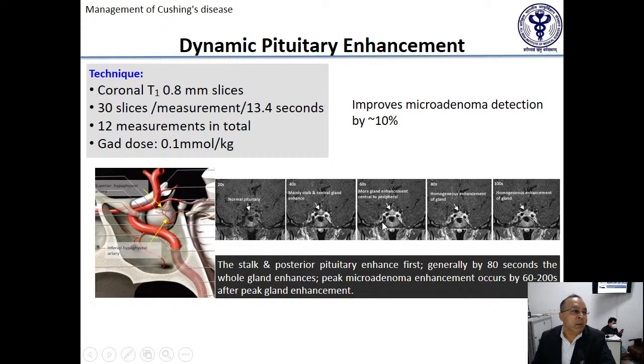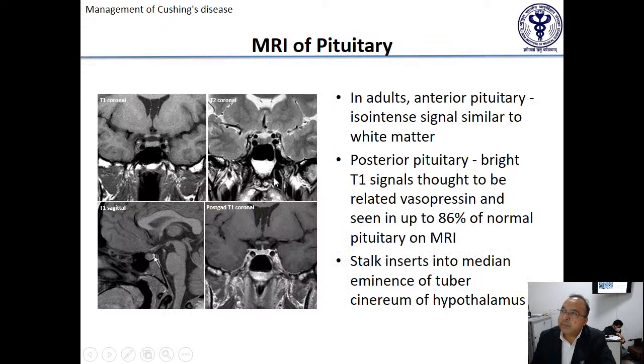Most of the time with microadenoma, there is a delay of around 60 to 200 seconds between the enhancement of the gland and the adenoma. So we make use of this fact and do the dynamic imaging and pick up early enhancement of the gland, and the microadenoma appears as a non-enhancing structure.